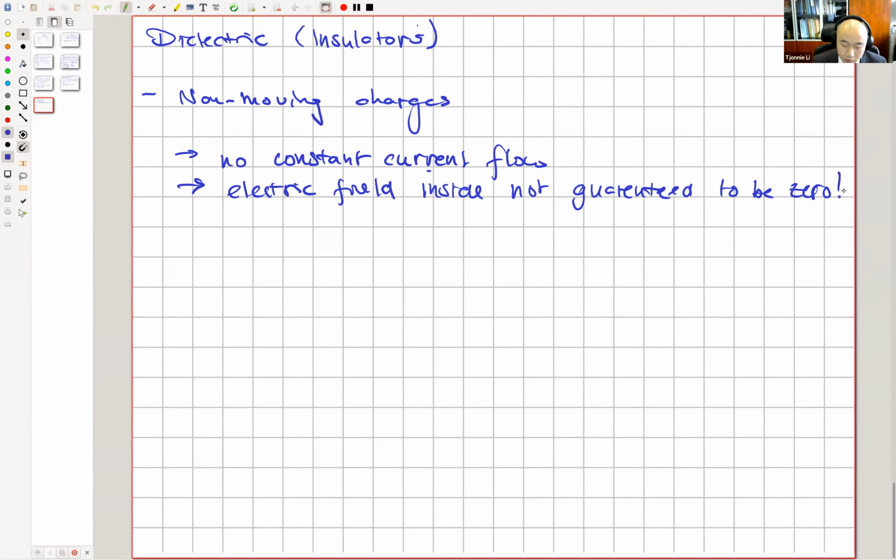Okay, and so the question is, how does the field inside interact with the field outside? And this is a pretty generic question, a pretty fundamental question. So what happens if you apply an external electric field? What happens inside the material?